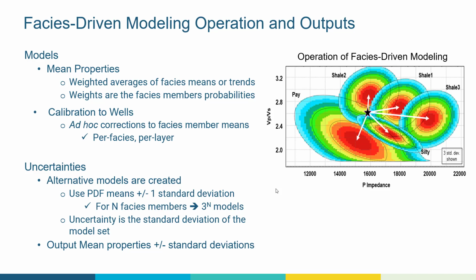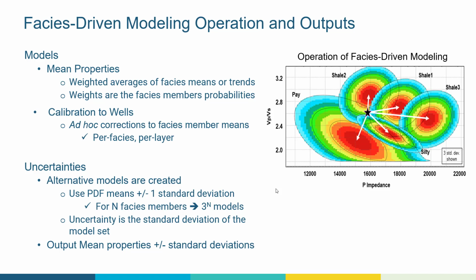And we are going to take all the PDFs that we've defined for all the facies and create a weighted average for that particular point. And the weights will be, as I said, the facies probabilities themselves. And then we've added a little calibration step so that we can tie the wells a little bit better. That's sort of an ad hoc thing that we add on at the end.